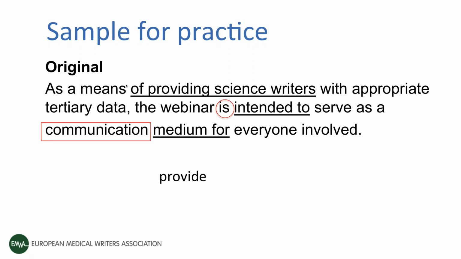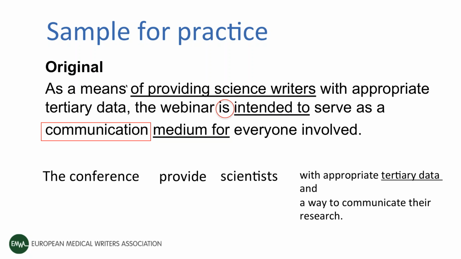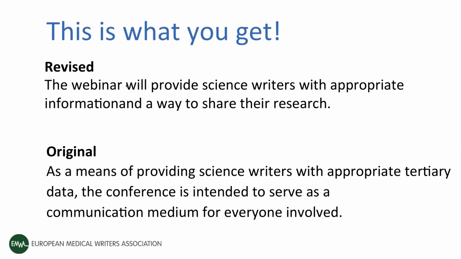So the most important verb is to provide. What provides? The conference. To whom? Scientists. And with what? I felt tertiary data was a little bit complicated, so I changed it from tertiary data to appropriate information. So the final version would be something a little bit like this. The webinar will provide science writers with appropriate information and a way to share their research.